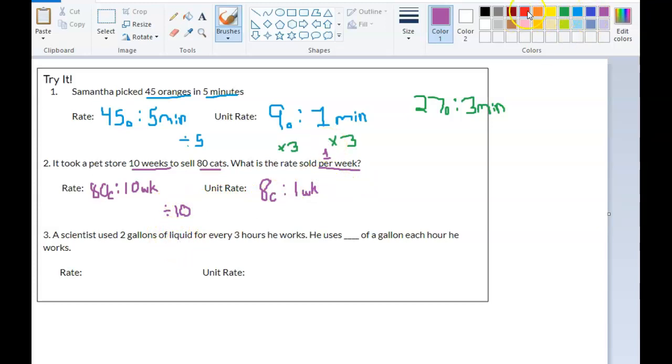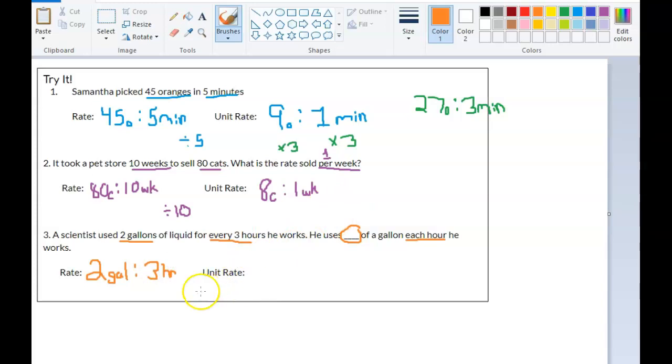All right, and our last one. A scientist used 2 gallons of liquid for every 3 hours of work. Every 3 hours he works, he used blank of a gallon each hour he works, okay? So it says each hour, and they want this part first, the gallons. So I'm going to use the gallon to hour ratio. 2 gallons, and I'm going to write gal so that I don't get confused later with grams. 3 hours.